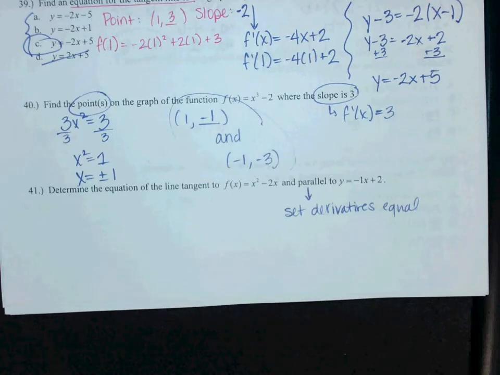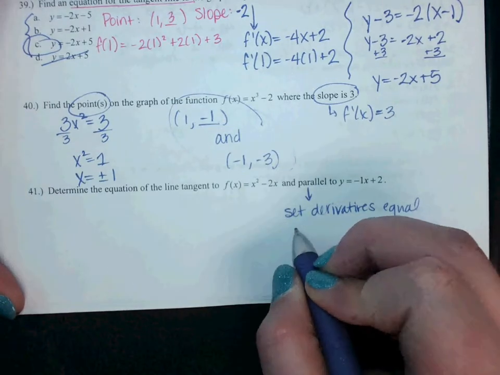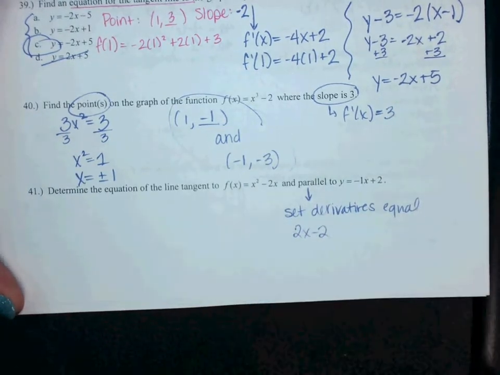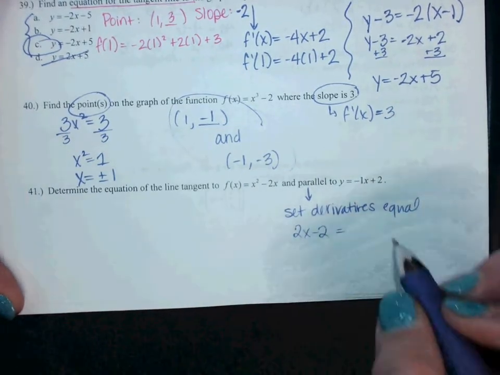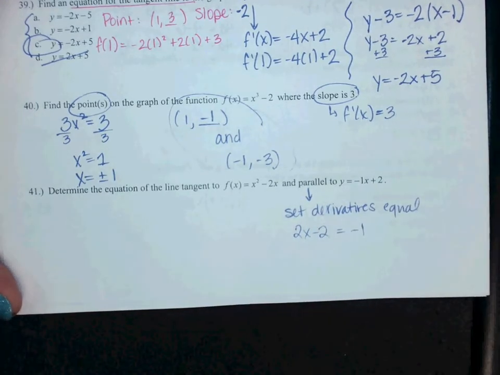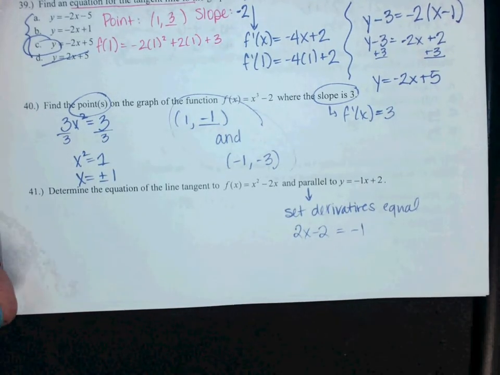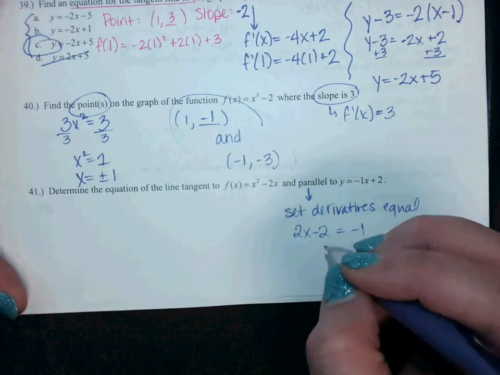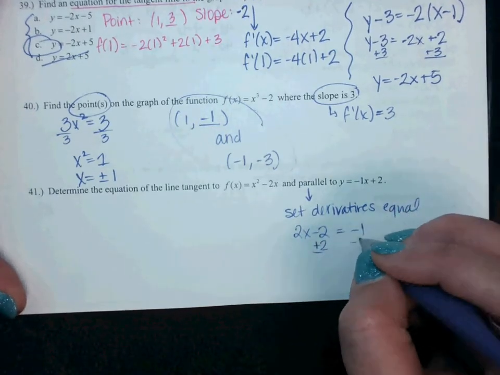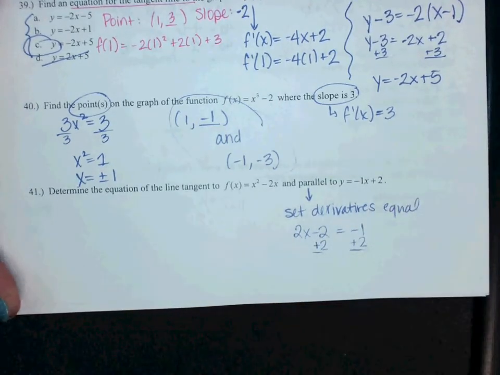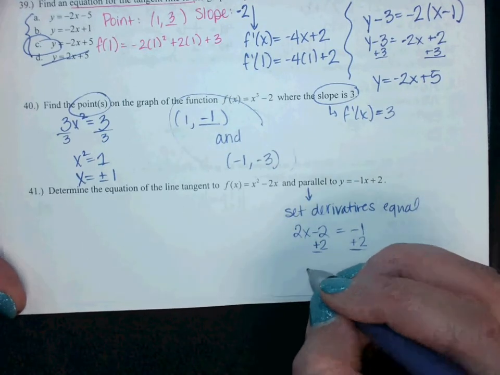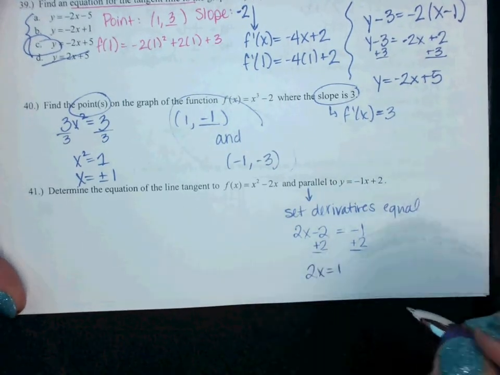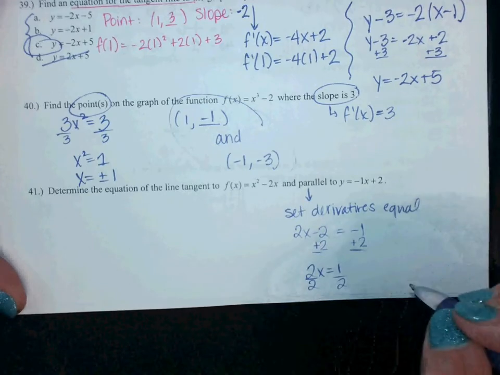Do you want to do that one? Yeah? Okay, take the derivative of the equation. What do you get? 2x minus 2. What's the derivative of the other one? Negative 1. And then can you solve that to find the x? Okay, so add your 2 across. Negative 1 plus 2, what do you get? 2x is 1, then x is 1/2.